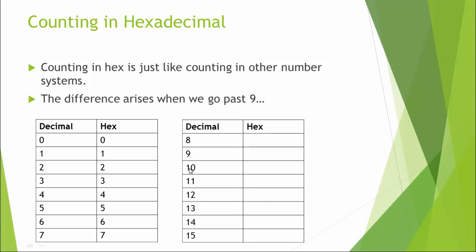The difference comes when we get to decimal 10. In hex, we don't reset. We don't move to a second digit. We can still represent 10 with one digit.